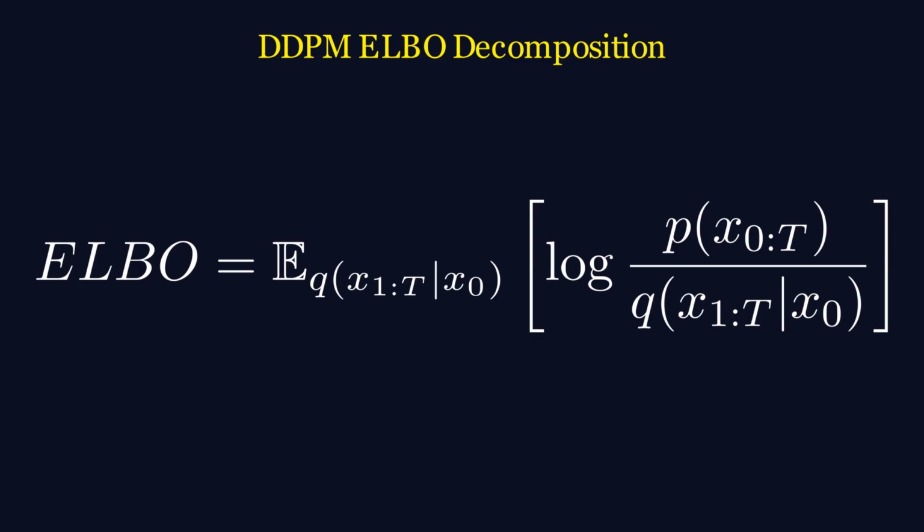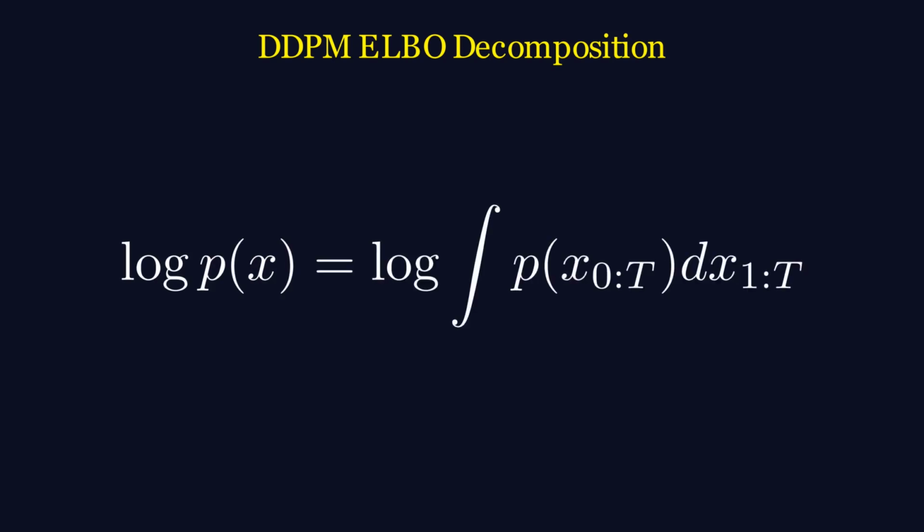Along similar lines, we can say that the evidence lower bound is an expectation over the log ratio of our model's joint probability to the forward and backward diffusion process. This looks like the log of the expectation of p by q over all the time steps, based on our understanding from the previous section.